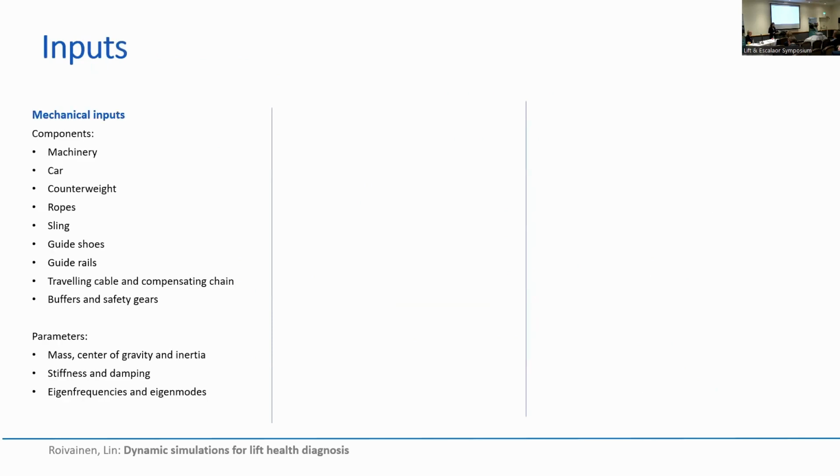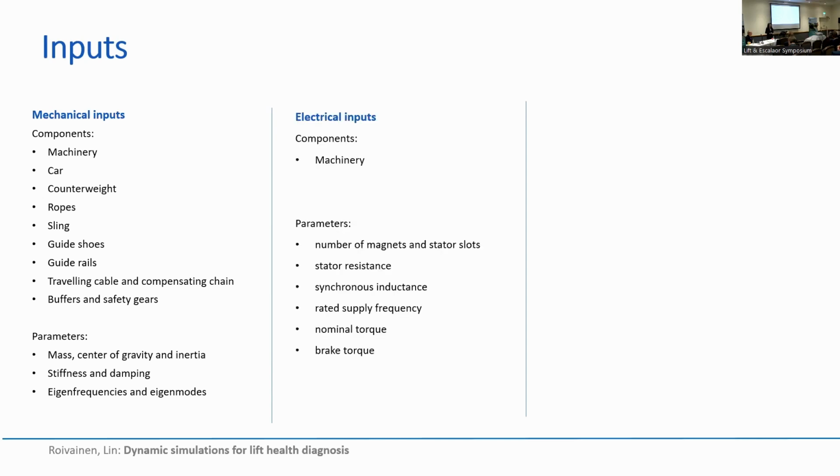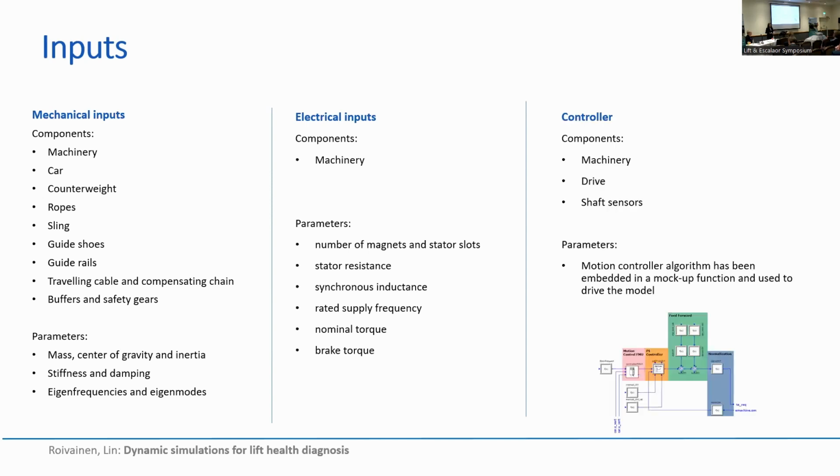Several inputs. We are discussing the inputs specific for the components, depending on how important the components are, how important is the contribution of these components in car vibrations. We have mechanical inputs, electrical inputs. We have also logical inputs. So for example, for the controller to identify the motion of the car, we use the real algorithm from our elevators embedded in a mock-up function that was running the models.